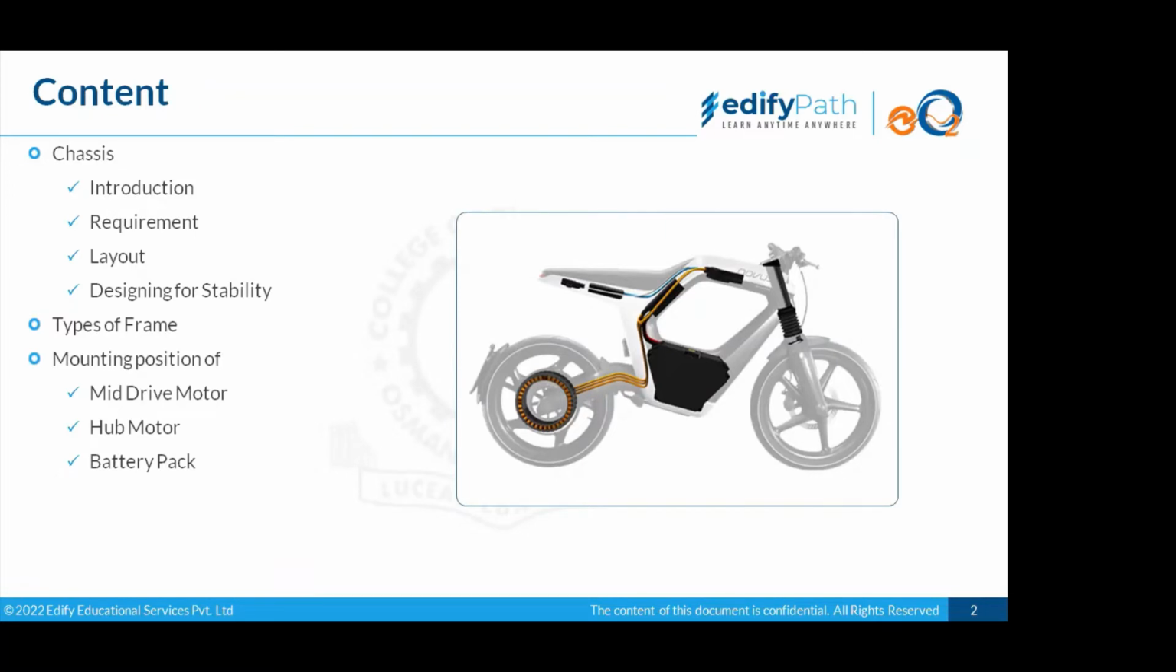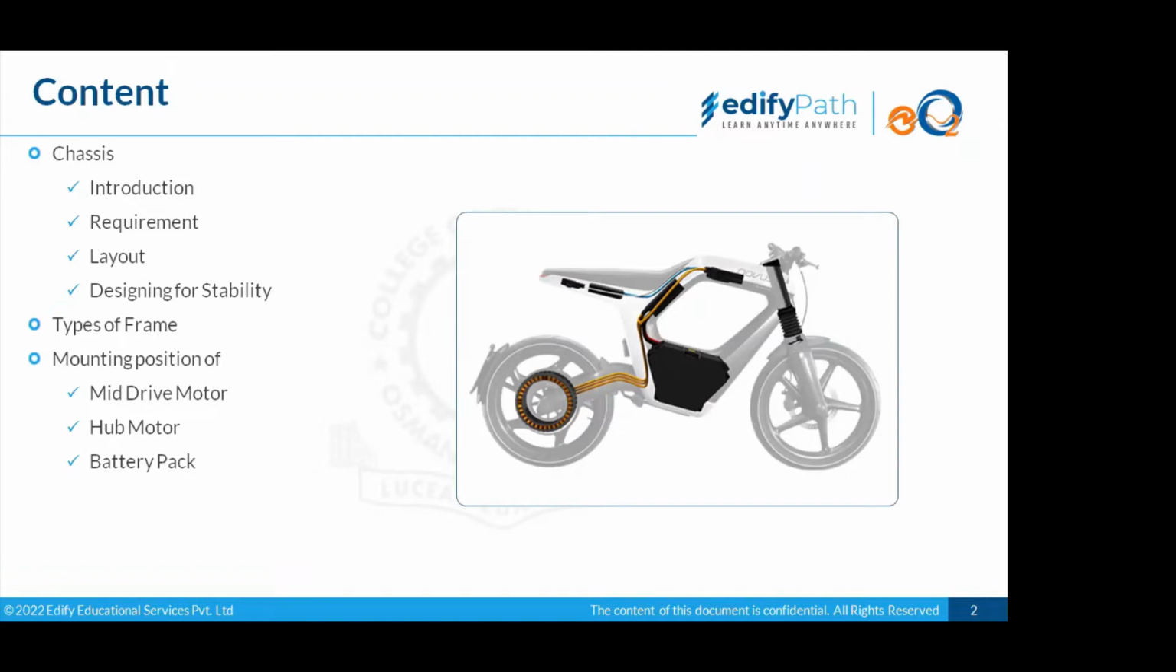So chassis introduction, requirement, layout, designing for stability. These are the four things that we would be analyzing: introduction to the chassis, types of chassis, requirements, what is required to make a good chassis, and the layouts. We would also be analyzing some layouts in different models in CAD, ANSYS, or even in CATIA. Types of frames we would be discussing. What are the basic types of frames? Mounting position of mid-drive motor, hub motor, and battery pack.